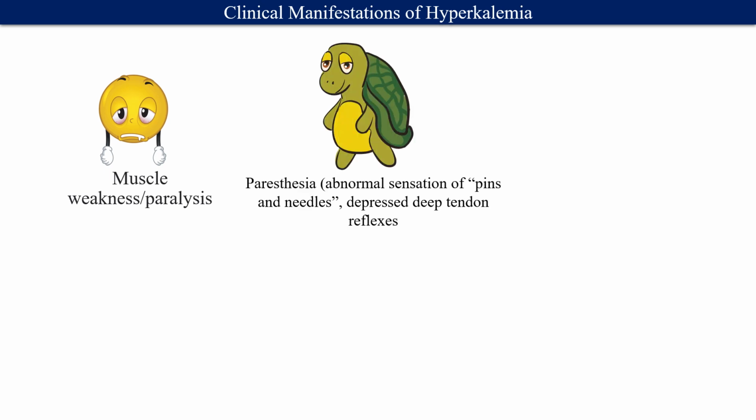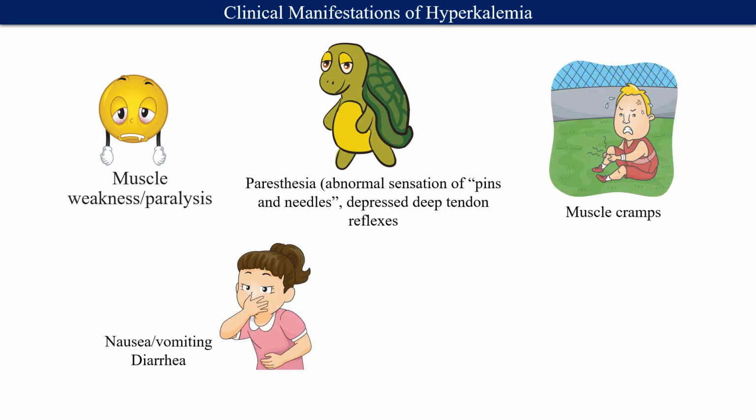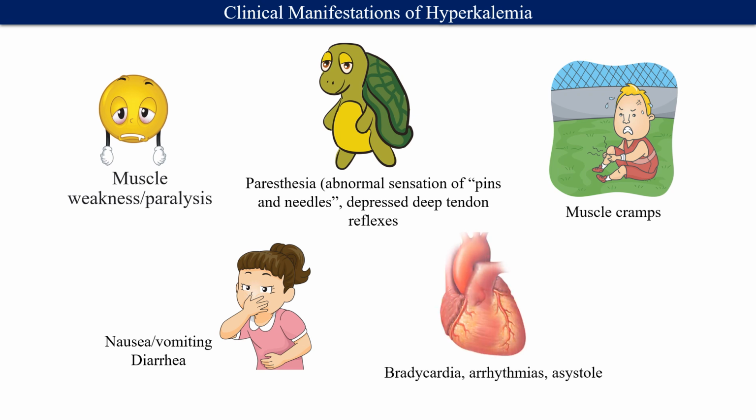Clinically, patients with hyperkalemia can present with muscle weakness and, in severe cases, paralysis, paresthesia, depressed deep tendon reflexes, muscle cramps, nausea, vomiting, and diarrhea. In severe cases, there can be bradycardia, arrhythmias, and asystole.